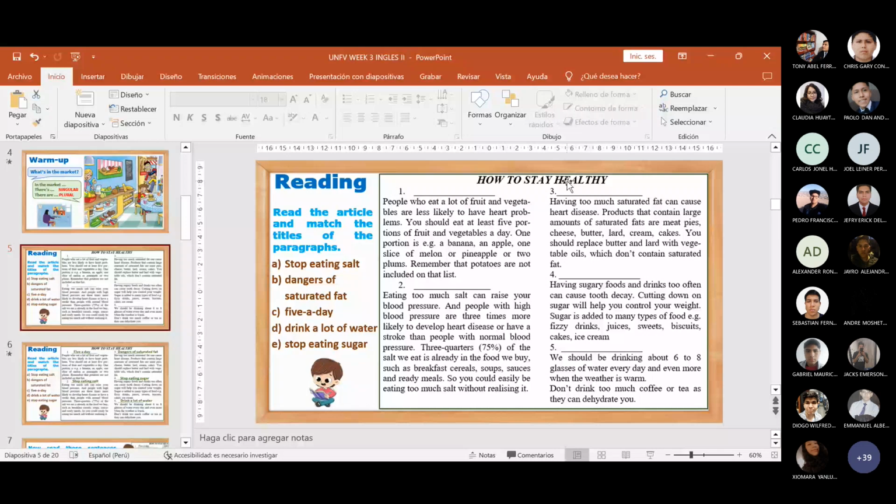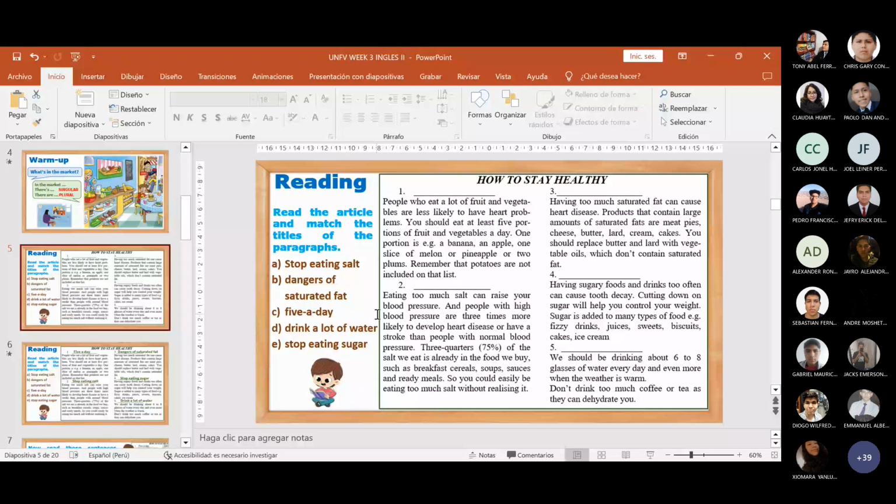I have 5 titles: Five a day, stop eating salt, dangers of saturated fat, stop eating sugar, drink a lot of water. And I have to assign one to each paragraph.